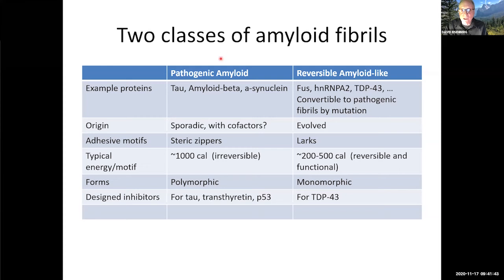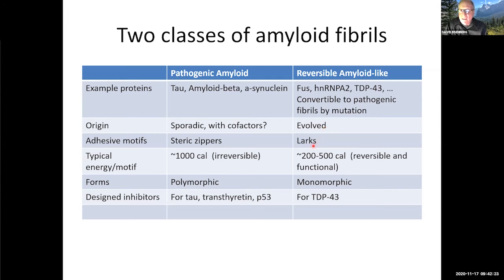There's the pathogenic class, which we see in tau, amyloid beta, alpha-synuclein, and others, and the reversible amyloid type fibers, which we see in these other proteins, FUS, TDP-43, and they can be converted to pathogenic form by mutation or other conditions. The origin of the pathogenic amyloid seems to be sporadic, perhaps mediated with cofactors. That's under investigation in a bunch of labs. The reversible amyloid structures seem to be evolved.